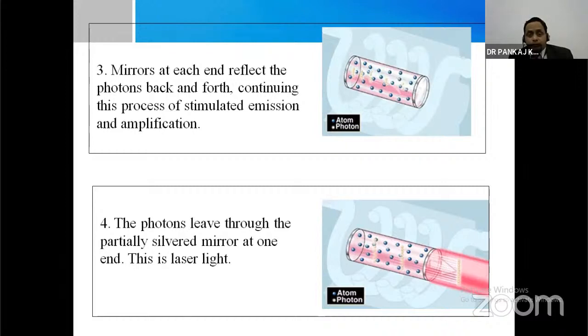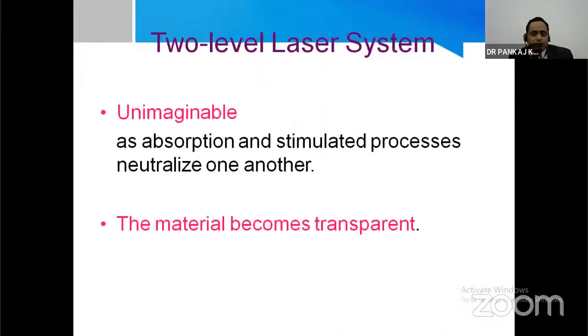Mirrors at each end reflect the photons back and forth, continuing this process of stimulated emission and amplification. Keep in mind, mirrors are very, very important. Optical resonance is very important for stimulated emission and very useful for amplification. Finally, the photons leave through the partially silvered mirror at one end. This is laser light.